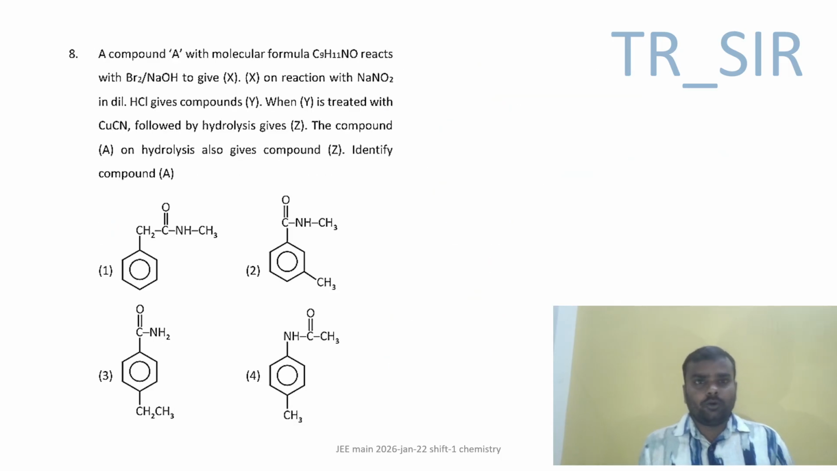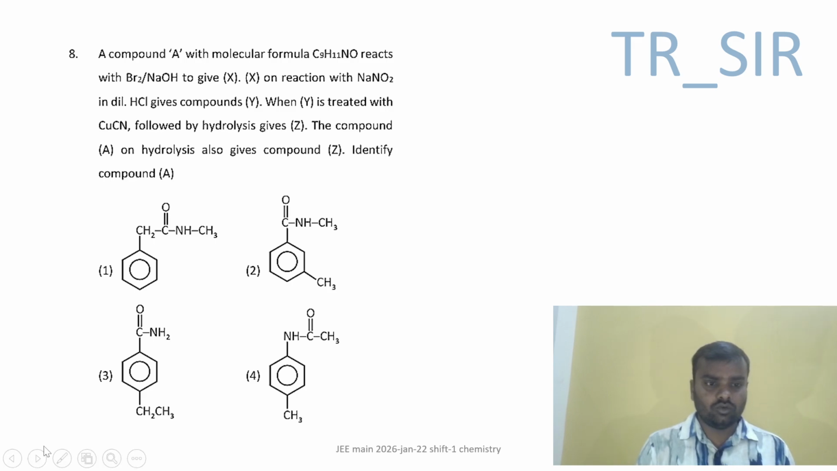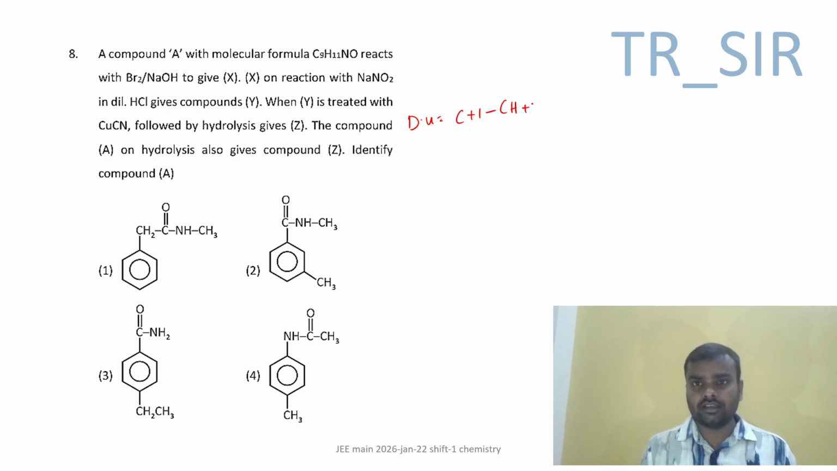Next. A compound A with molecular formula C9H11NO. Now we will see the degree of unsaturation for this. The DU formula is C plus 1 minus H plus X minus N by 2. So here, 9 carbon atoms plus 1, minus 11 hydrogens. Halogens are not there. Next, nitrogen 1 is there, that means plus 1.